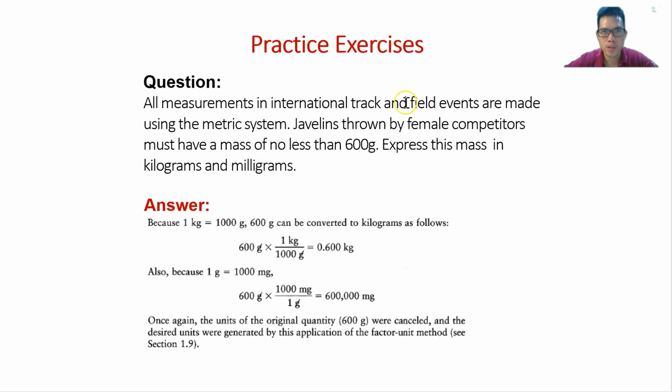All measurements in international track and field events are made using the metric system. Metric is like kg and so forth. A javelin thrown by a female competitor must have a mass of no less than 600 grams. Express this mass in kilogram and milligram. Very simple. From gram to kilograms, divide by 1000. So it becomes what? 0.6 kilogram. If you want to change it to milligram, times 1000. So it becomes 600,000 milligrams. Okay, very simple, right?